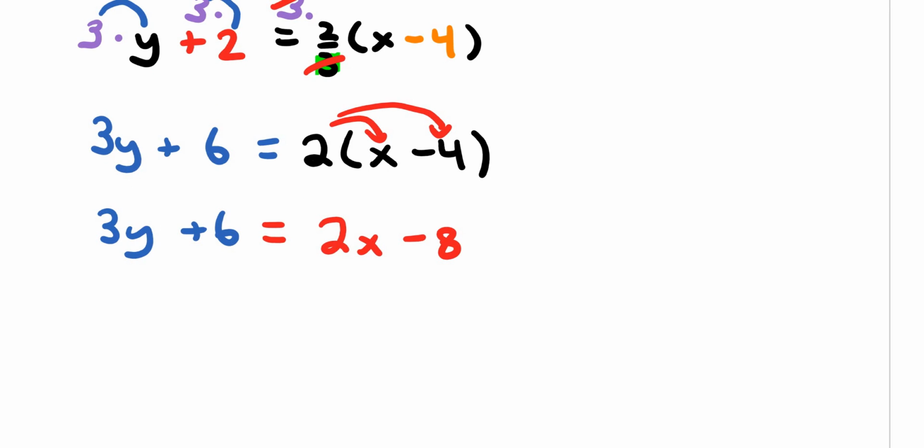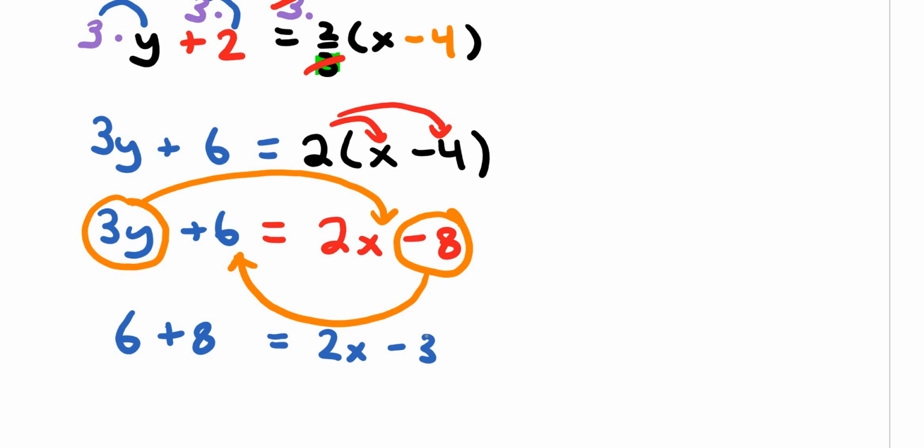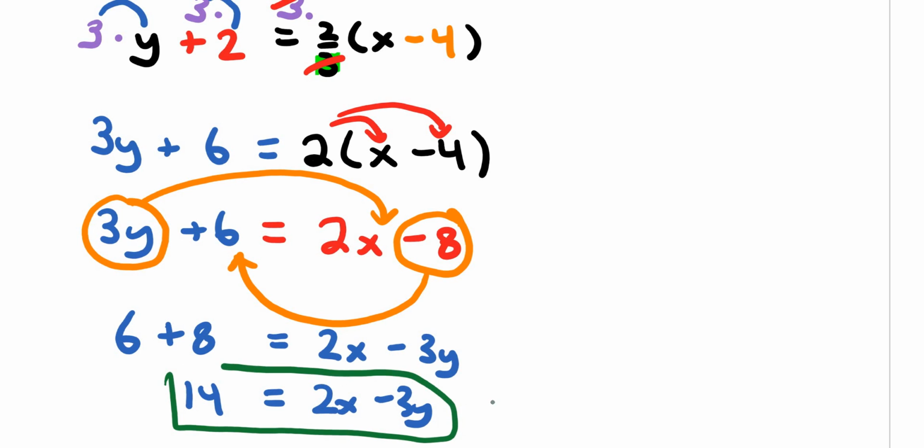Okay, I would just move this around here. So if I do move this around, let's see, I can move the 3y to the other side, and I can also move this -8 to the other side, right? So let's move this -8 over here, and let's move the 3y over here, and then we should be done, right? So this would be 6 plus 8 equals 2x minus 3y. And finally, I have 14 equals 2x minus 3y. This right here is your final answer, and you should be done with that.